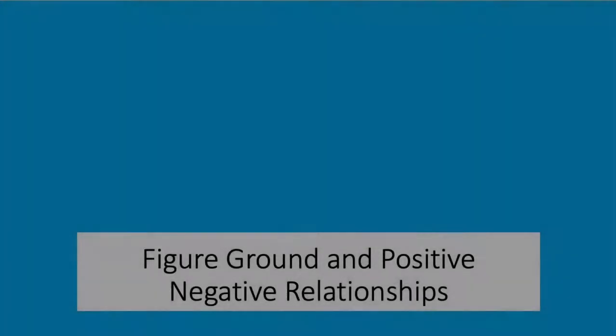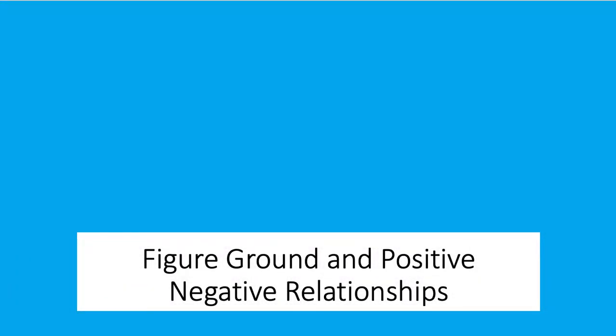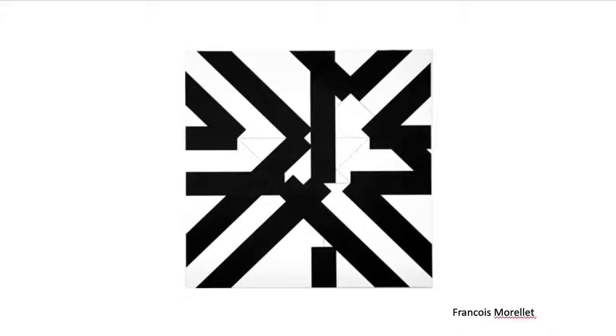This is a lecture dealing with figure, ground, and positive-negative relationships. Here is a painting by Francois Morellet. His image looks a lot like some of the cut paper collages that you've been making when you're dealing with line for this first assignment that we've had.